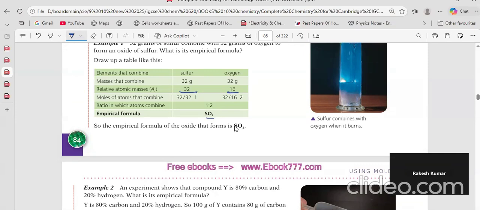The coefficients are the moles in the equation, and so if you are given the masses, we convert them to moles by dividing by the atomic mass of the relevant compound, and then we get the moles. So this is 1 is to 2. 1 mole of sulfur is reacting with 2 moles of this to give you this compound. Combining, we don't say reacting, combining.